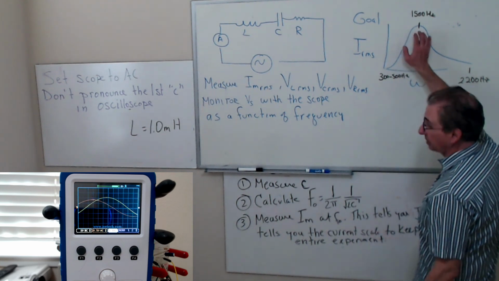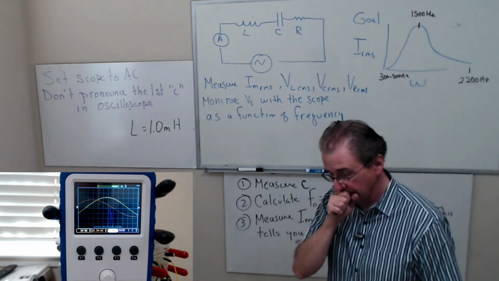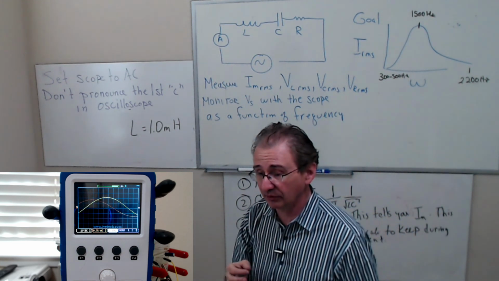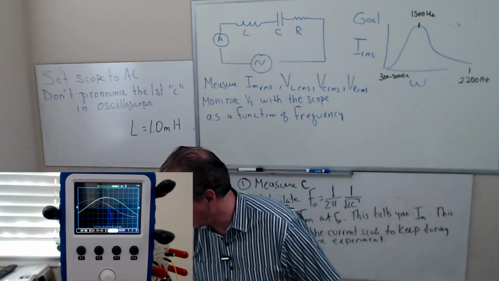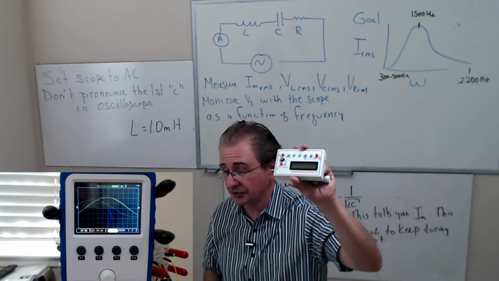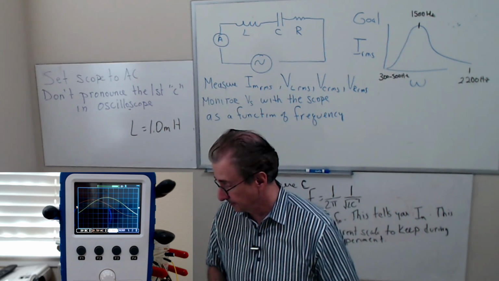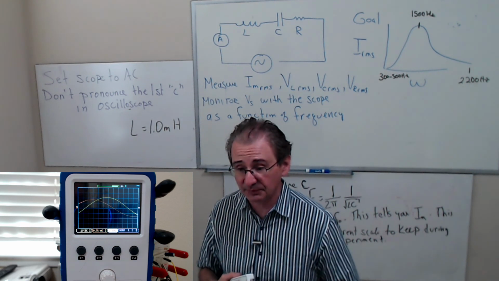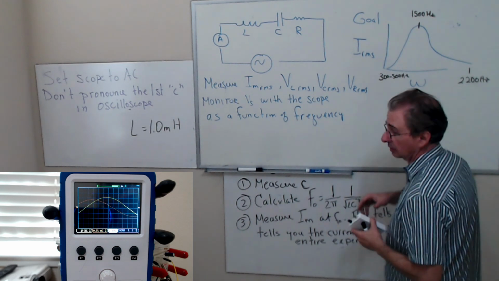But let's talk about the peak here. You want to pin that peak down. So with the signal generator, you can take steps of 1 hertz. Do you want to take steps of 1 hertz up here?